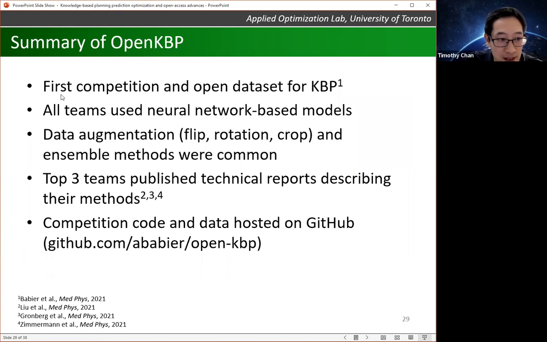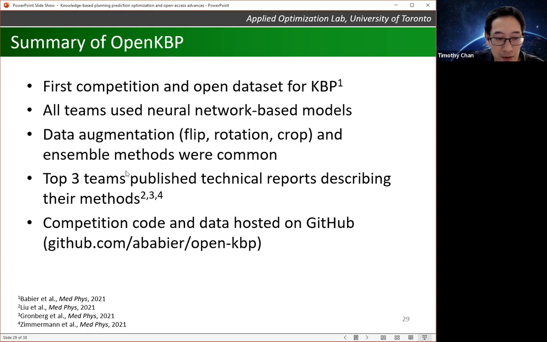So quickly to summarize, this was the first competition and first open data set for KBP. When we analyzed the teams' submissions, every single team that entered was using a neural network-based model, perhaps not so surprising in retrospect. We saw lots of data augmentation methods around flipping, rotations, and cropping images, and a lot of ensemble type methods were very common among the submissions.